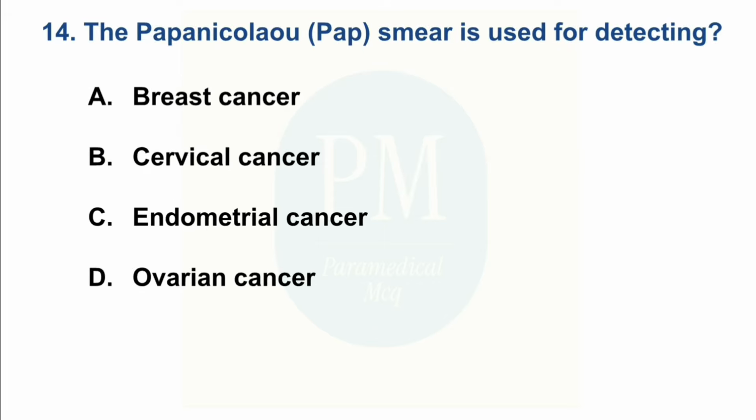The Papanicolaou pap smear is used for detecting option A, breast cancer. Option B, cervical cancer. Option C, endometrial cancer. Option D, ovarian cancer. The correct option is option B, cervical cancer.